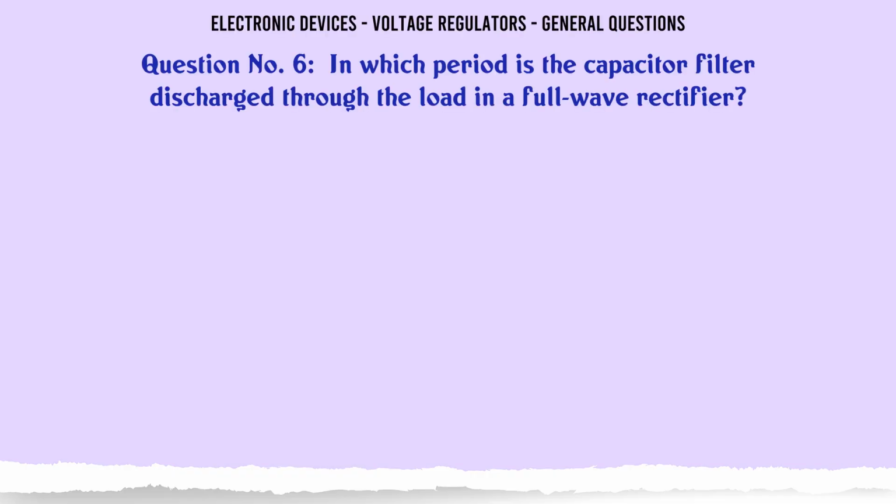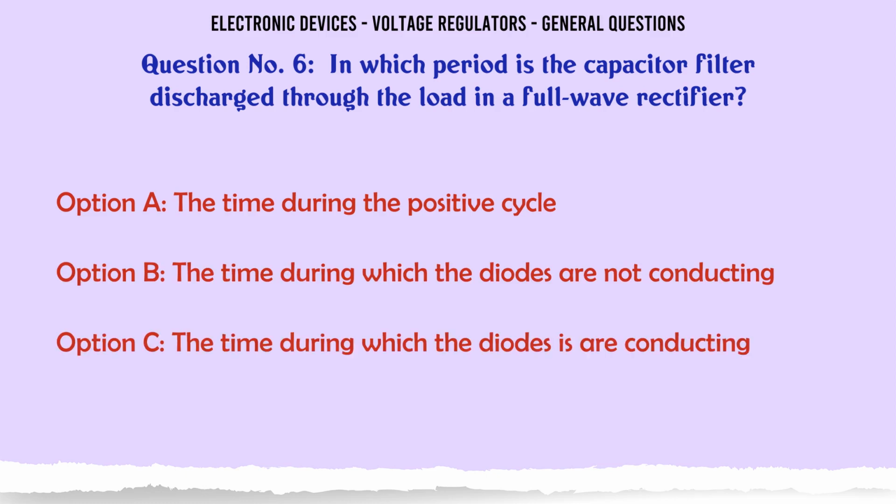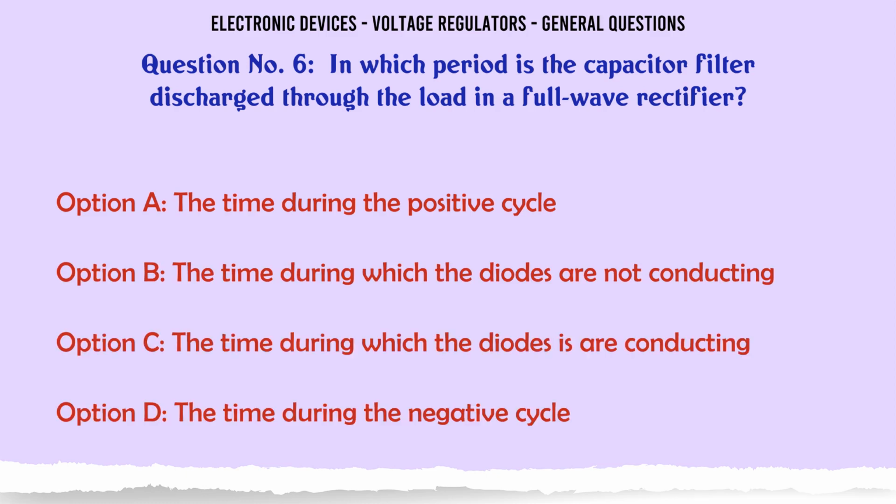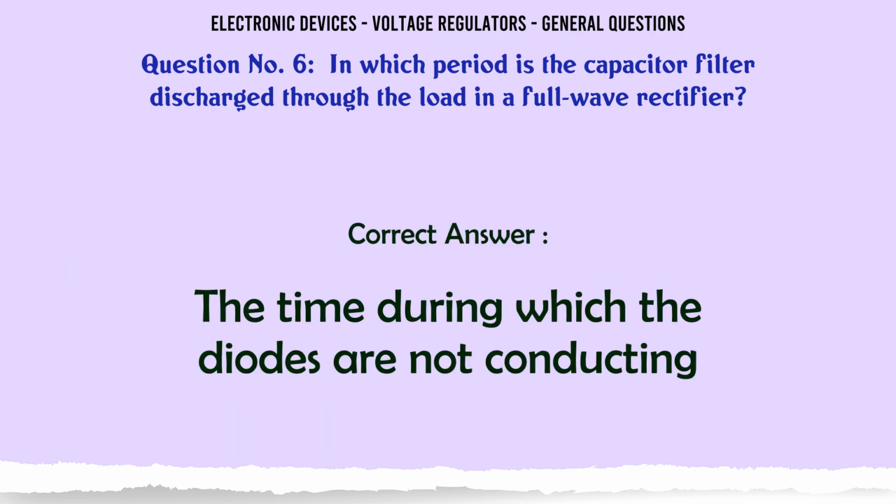In which period is the capacitor filter discharged through the load in a full-wave rectifier? A. The time during the positive cycle. B. The time during which the diodes are not conducting. C. The time during which the diodes are conducting. D. The time during the negative cycle. The correct answer is the time during which the diodes are not conducting.